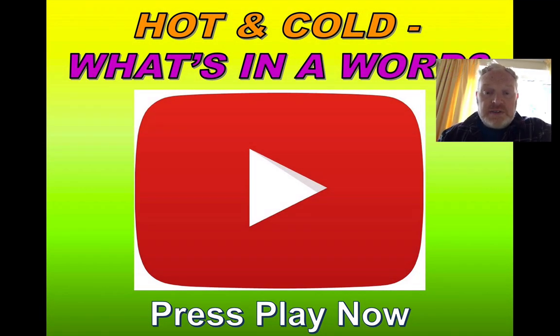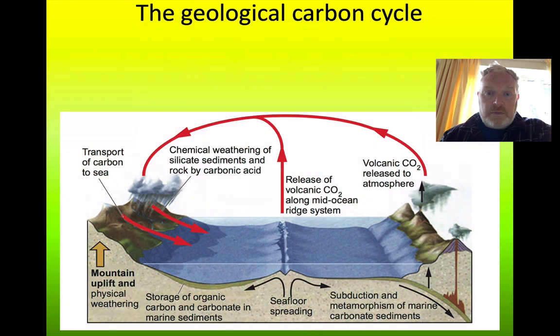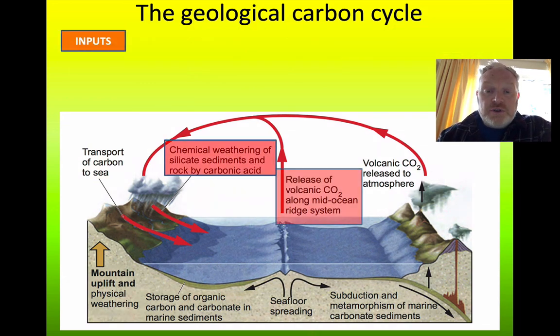Okay then, let's have a look at some answers. So this is our diagram of the carbon cycle. Our inputs are clearly the volcanic gases that are coming out from mid-ocean ridges, volcanoes at subduction zones. But the one that a lot of people don't recognise or often forget is the carbon dioxide that comes from chemical weathering, released when rocks get weathered.